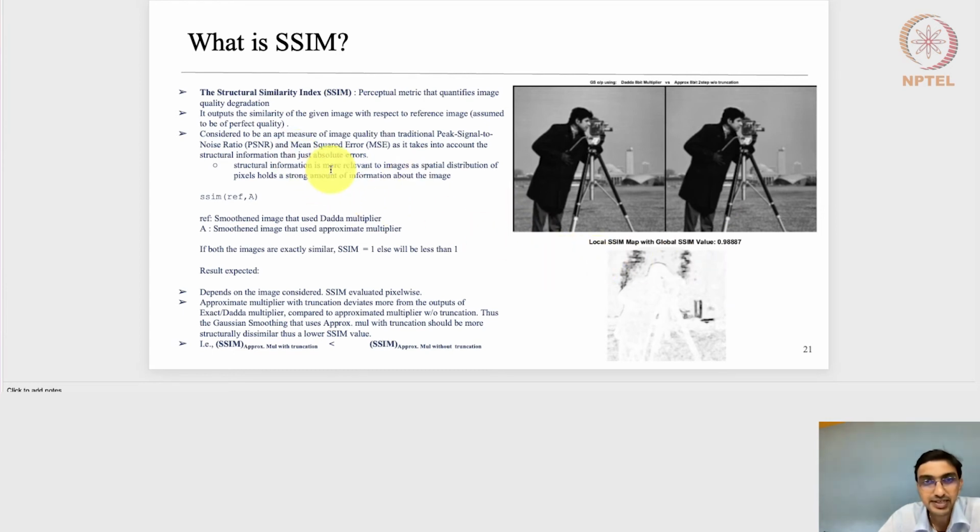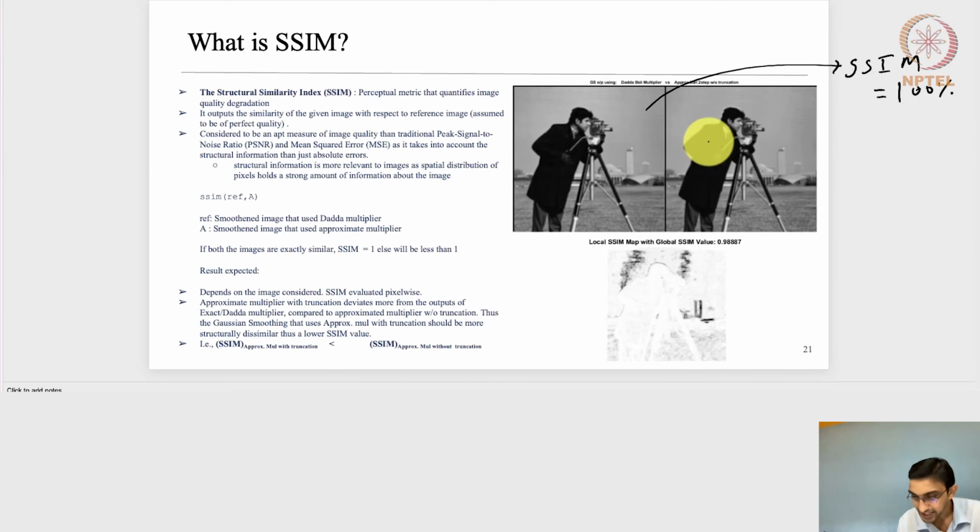To find the statistical difference between these two images, one being the output of the exact multiplier and the other the output of the approximate multiplier, there is something called the structural similarity index. That's a parameter which quantifies how much of the output is degraded. So if I consider the output of the exact multiplier, this particular image, and find out the SSIM value, this is the benchmark. So that's why the SSIM is 100%.